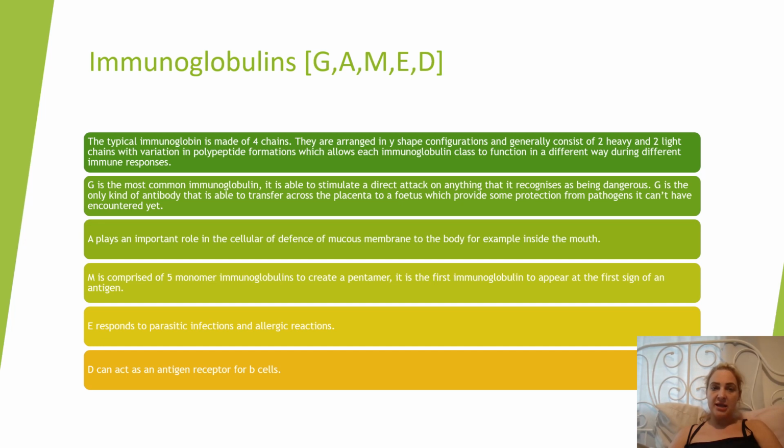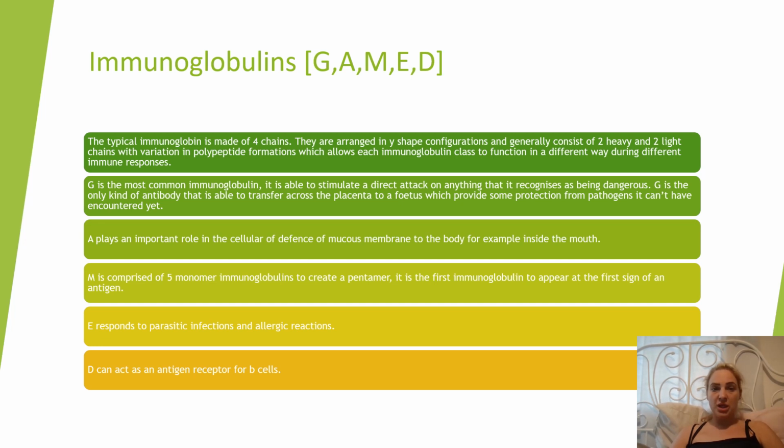Immunoglobulins G, A, M, E, and D. The typical immunoglobulin is made up of 4 chains. They are arranged in Y-shaped configurations and generally consist of 2 heavy and 2 light chains, with variation in polypeptide formations, allowing each immunoglobulin class to function in a different way during different immune responses.